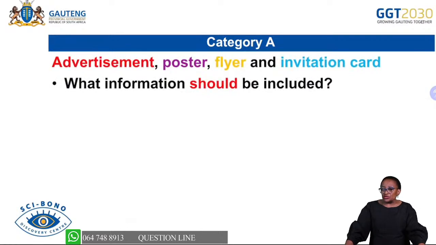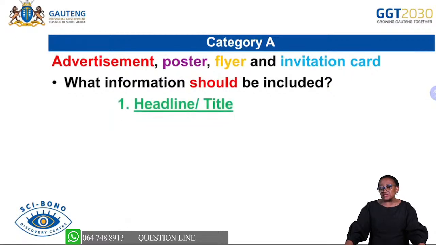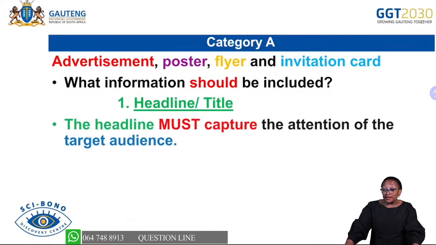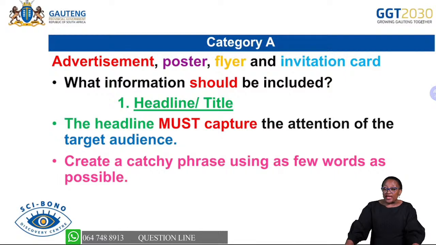What information should then be included? Let's have a look at the first thing that you need to include. It is the headline or the title. It is important that your advert, your poster, or your flyer has a headline or a title. The headline must capture the attention of the target audience. You need to create a catchy phrase using as few words as possible.